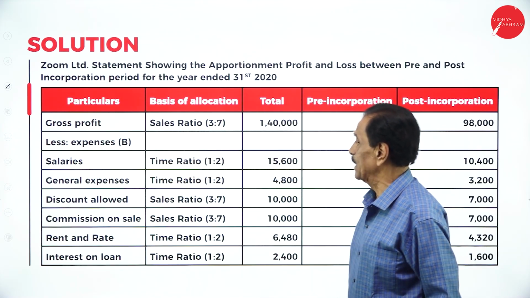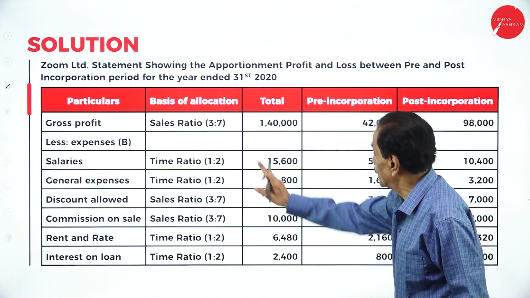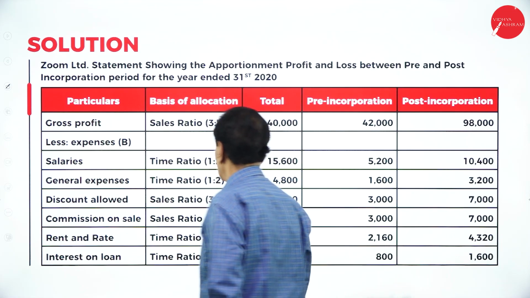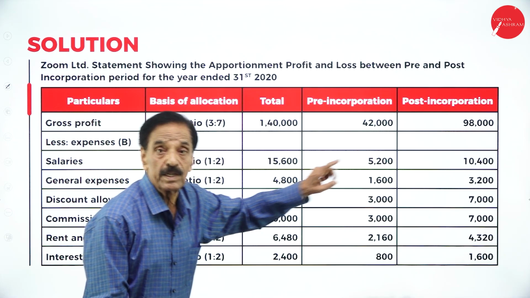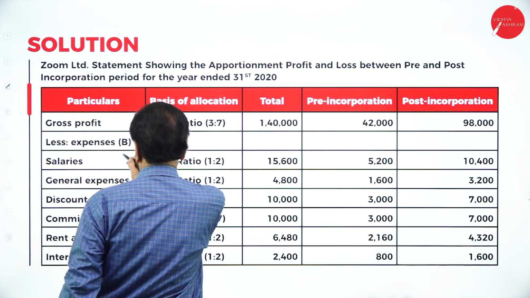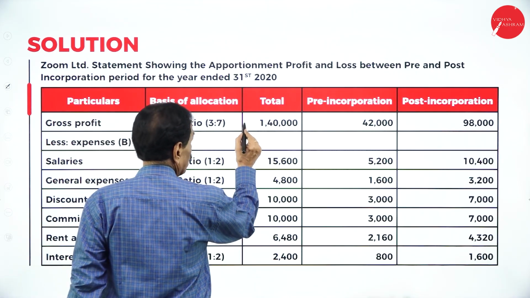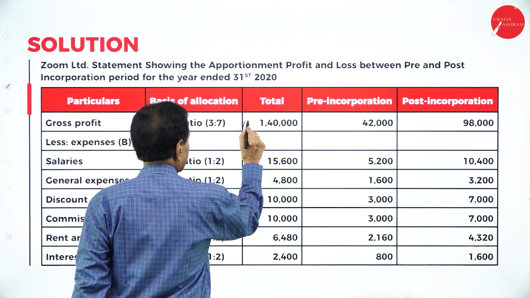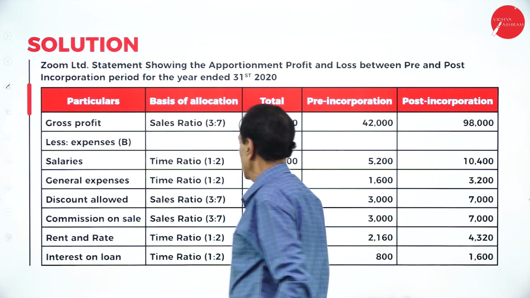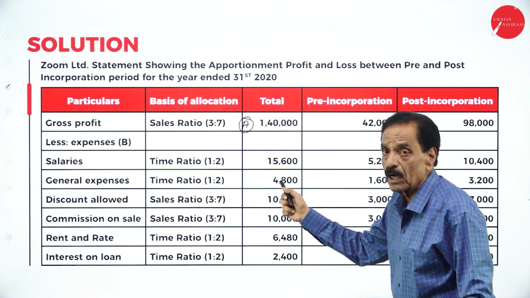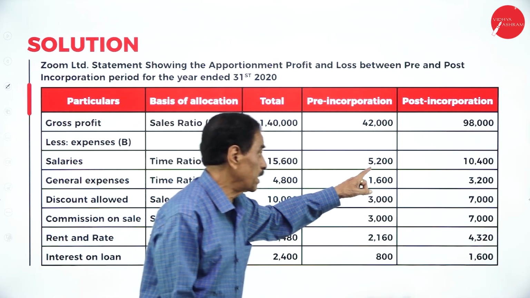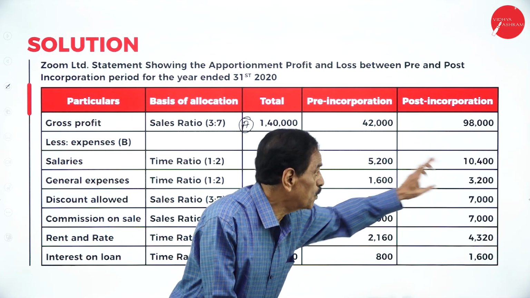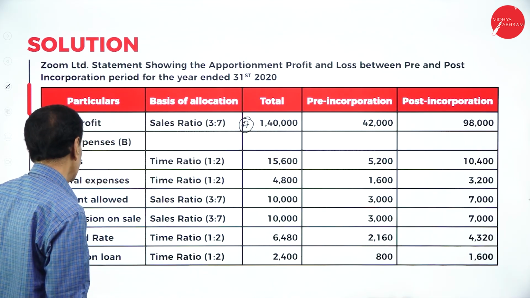Gross profit, sales ratio 3:7. 3/10 of 1,40,000 is 42,000. Post-incorporation is 98,000. Less: expense. This goes to B, this goes to A. Salary, time ratio 1:3. Totally how much? 15,600. Pre-incorporation 5,200. Post-incorporation 10,400.